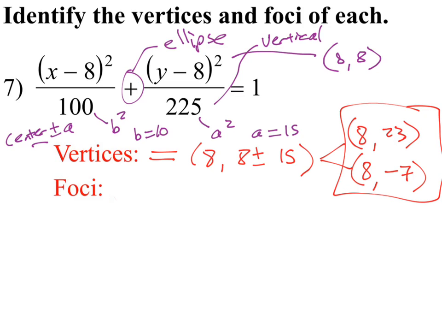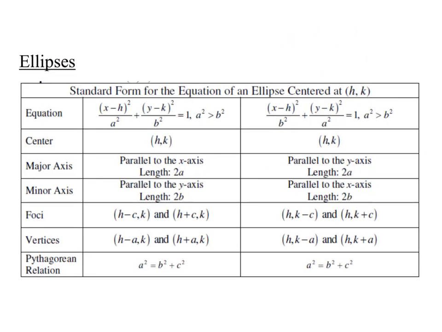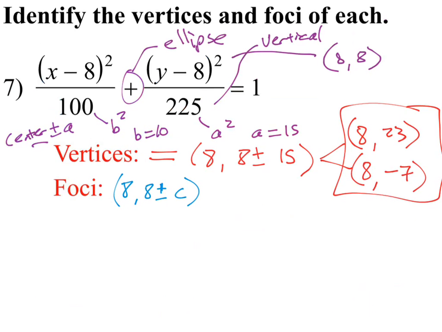And we also have to get our foci. The foci are the center, but then plus or minus the c value on the y component, because it's a vertical ellipse. Well, we need to get our c value. And if you're going to get your c value, you have to use the proper Pythagorean relation. So go back to your notes. Again, ellipses. And you got to look at your Pythagorean relation, which is a squared is b squared plus c squared. You do want to check those because sometimes it's like the normal Pythagorean theorem and sometimes it's not. Mainly ellipses, it's not.